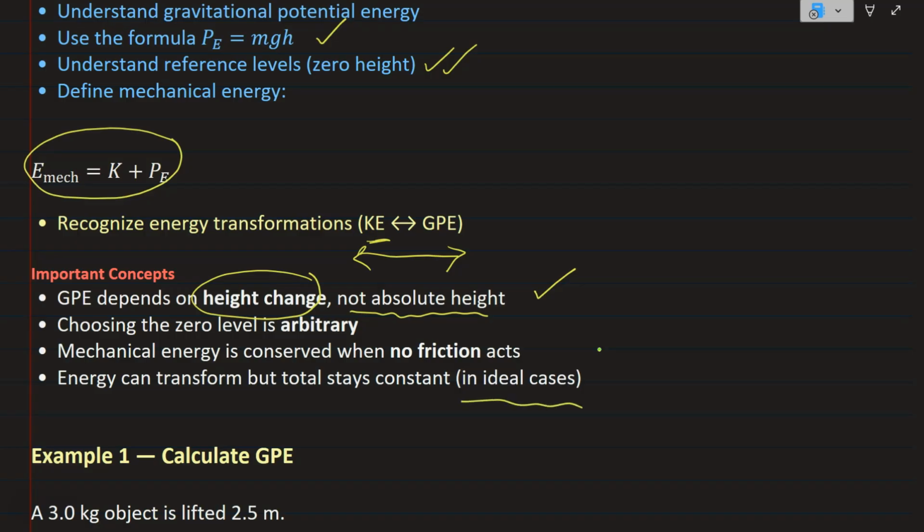Now, this part right here, we say mechanical energy is conserved when no friction acts, and you can see why, because friction creates heat, and heat is a form of energy. All right, let's look at an example.